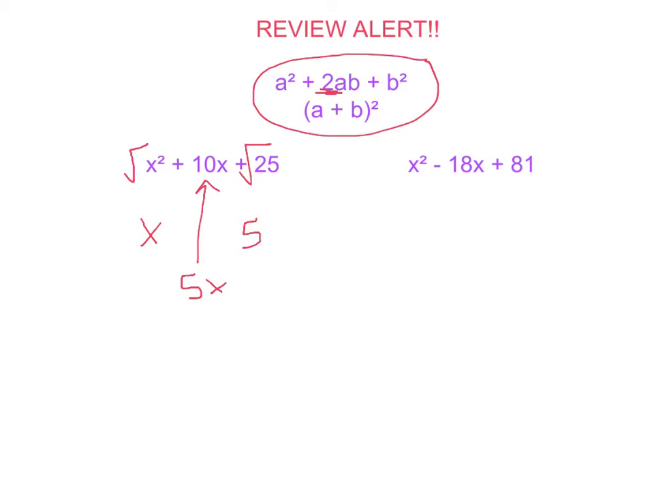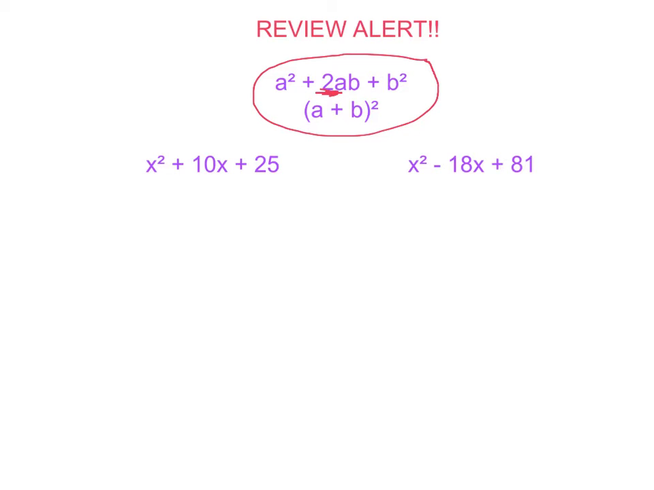Let's check the second one. Take the square root of the first and third terms. So we have x and we have 9. Multiply them together to get 9x. And now double it, we get 18. So both of those are perfect square trinomials. Now let's see if we can remember how to factor them.